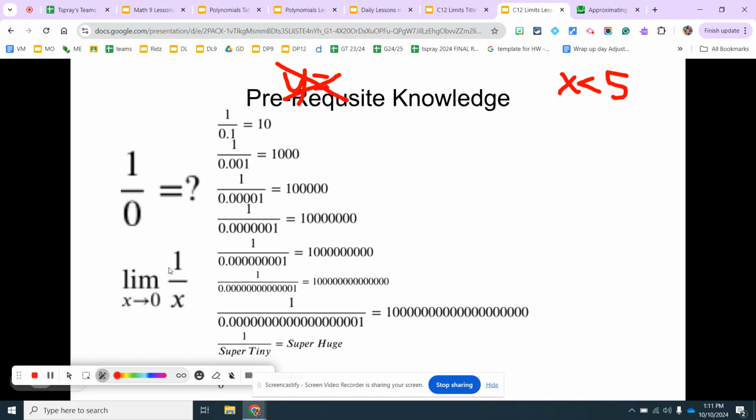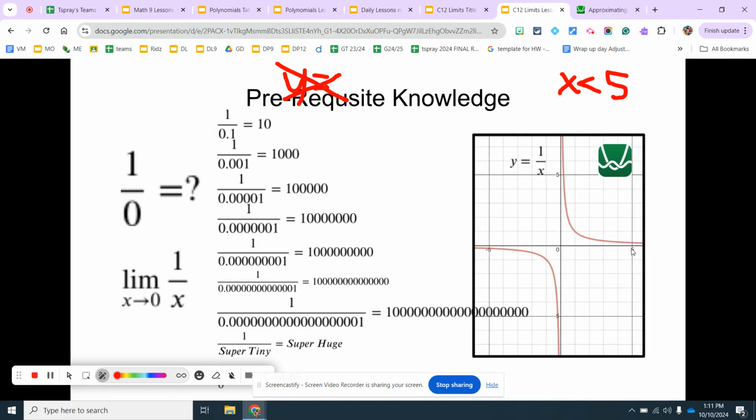The graph of 1 over x, for what it's worth, looks like this. Okay, so if we plotted this in Desmos or made a table of values, it would look something like this. As x goes to 0, notice that this red curve is going to positive infinity, it's also going to negative infinity. So this one is undefined for a number of reasons. One is that it's going to infinity, and two, it's going to two different infinities. So it's really undefined.